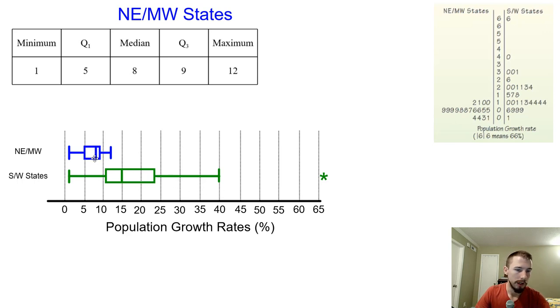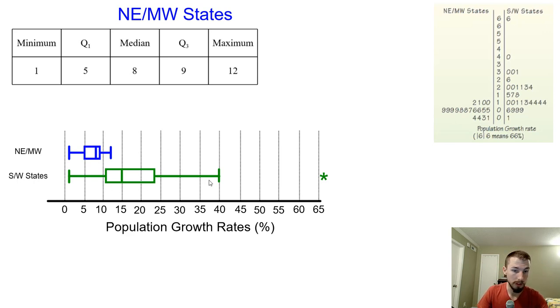It looks like the Northeast Midwest states is actually slightly skewed to the left. The left whisker is a little bit longer than the right whisker, and the median is closer to the third quartile than the first quartile. So it's slightly skewed left. But for the Southwest states, it's clearly skewed to the right, not only by the outliers, but also the whisker is longer and the median is closer to the first quartile than the third. So they're skewed in the opposite directions.